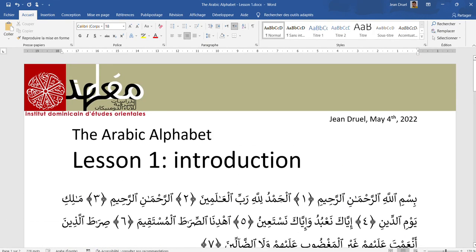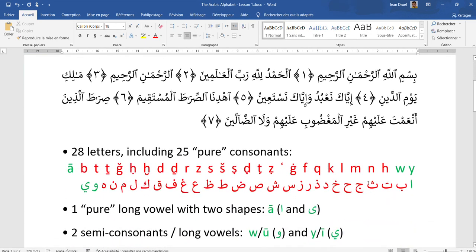Thank you, and so let's meet in lesson 2. In lesson 2 we will study the first 3 consonants here that have the same base but different diacritics.